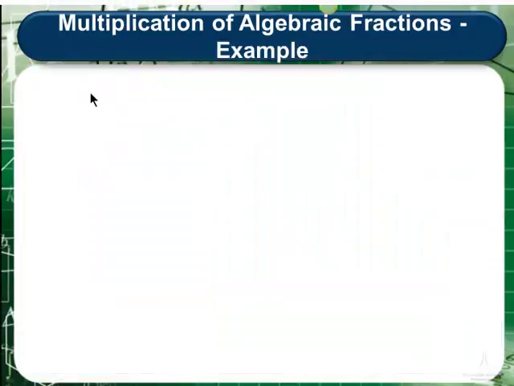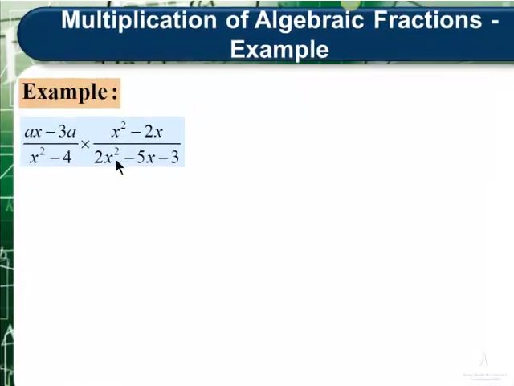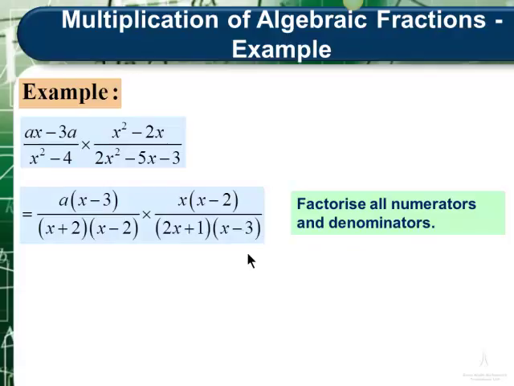Let us consider another example of multiplication of algebraic fractions where factorization also plays a role. Let's have a look at this particular product of algebraic fractions. The first step in this case would be to factorize all the numerators and the denominators. So let's do that. In the numerator position for the left-hand side factor, we take the a as a common factor, and below the line, in the denominator position, we see we have a difference of squares, which will factorize as x plus 2 multiplied by x minus 2.